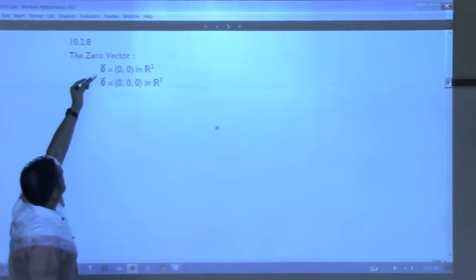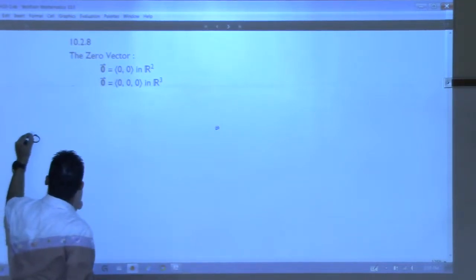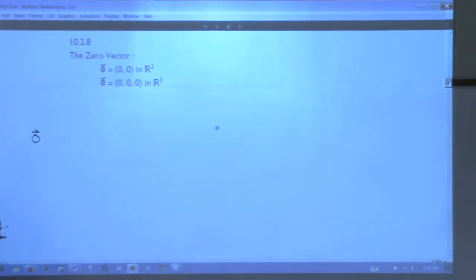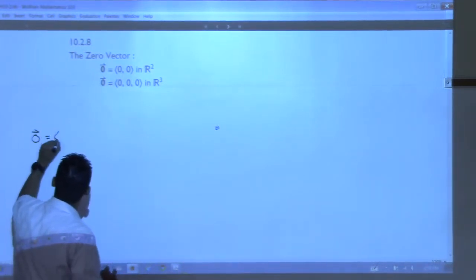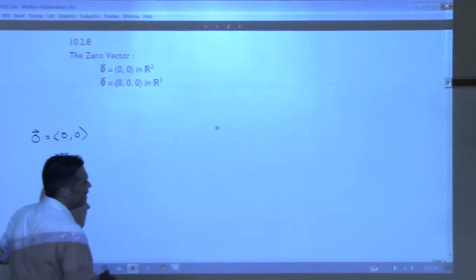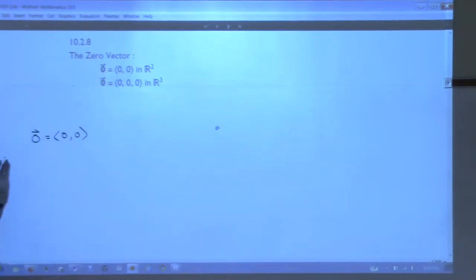So this is the way we represent it. It's a 0 with that half arrow on top. In two-dimensional space, the zero vector is that vector, and in three-dimensional space, it's 3 pieces, right? Just remember that this is not the same as this. This is the number 0. This is the vector 0. These are not the same things.